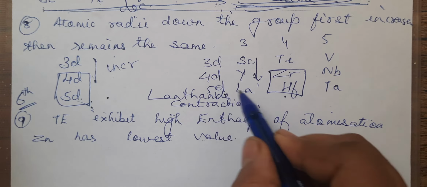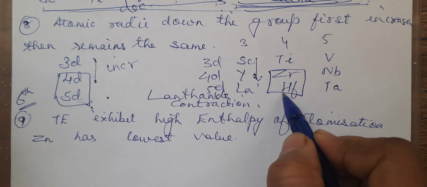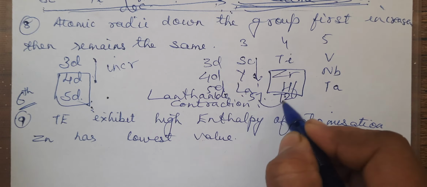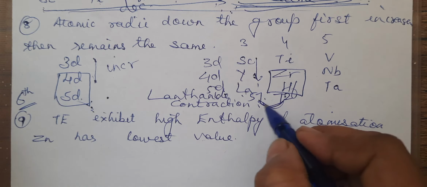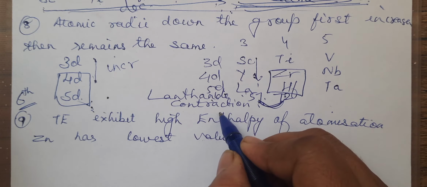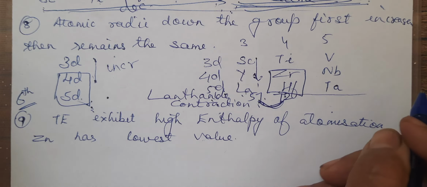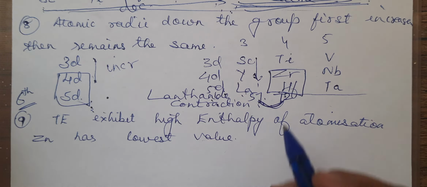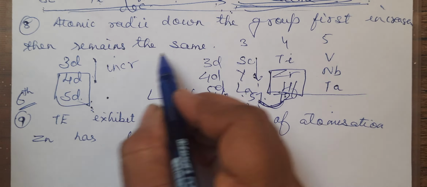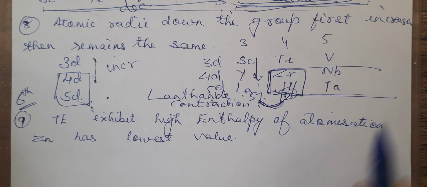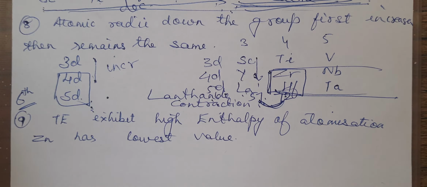Reason: in 5D series, after lanthanum, this is 57 atomic number, this is 72. In between, there are 14 lanthanides. In lanthanides, there is lanthanide contraction. So the effect of the lanthanide contraction is visible in all post-lanthanide elements, due to which, so you will write why it is remaining the same after that, due to lanthanide contraction. The post-lanthanides will have the small size.